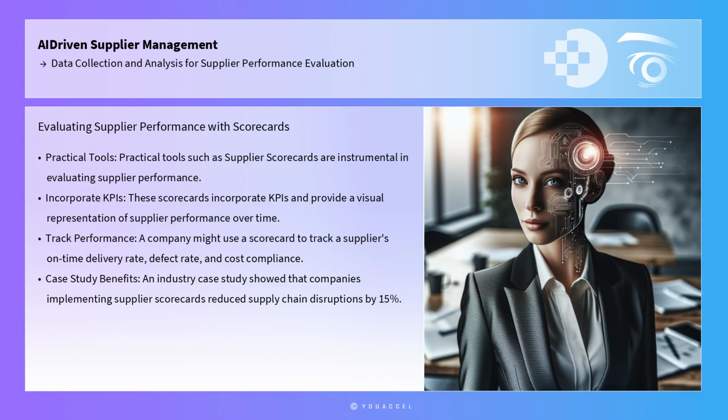Practical tools such as supplier scorecards are instrumental in evaluating supplier performance. These scorecards incorporate KPIs and provide a visual representation of supplier performance over time. For example, a company might use a scorecard to track a supplier's on-time delivery rate, defect rate, and cost compliance. By consistently updating and reviewing these scorecards, organizations can quickly identify trends, discrepancies, and areas for improvement. An industry case study showed that companies implementing supplier scorecards reduced supply chain disruptions by 15%.